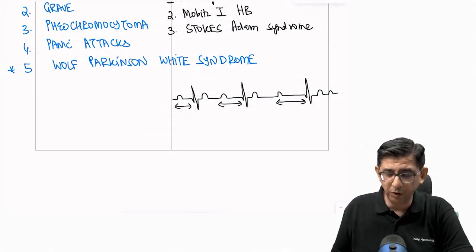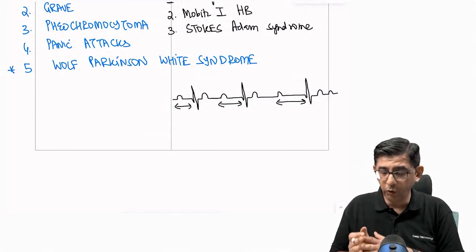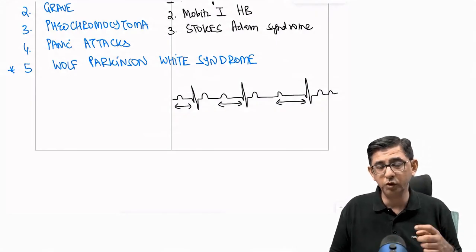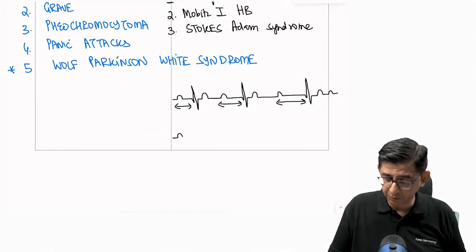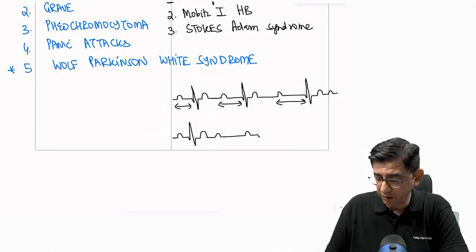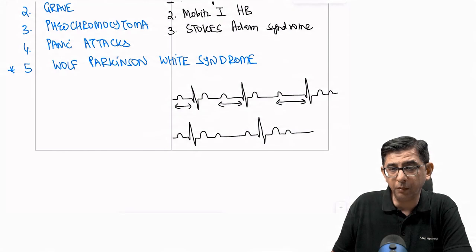And for Mobitz 2 heart block, I don't need to draw it because it will be normal. The more important aspect is that when a patient has a 2:1 block, it would look something like this. This is normal sinus rhythm. Then draw a P followed by a drop. Then again P, QRS, T, and again a P followed by a drop.